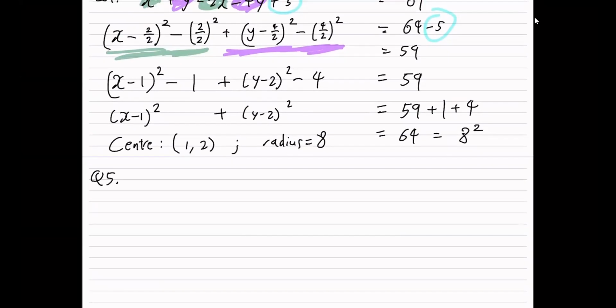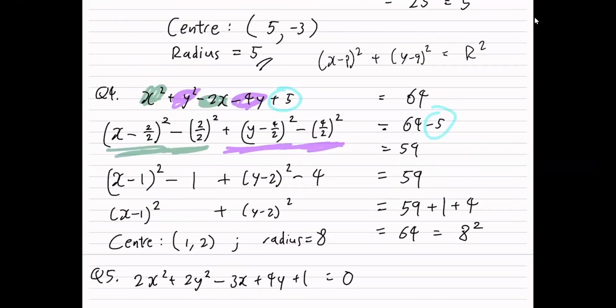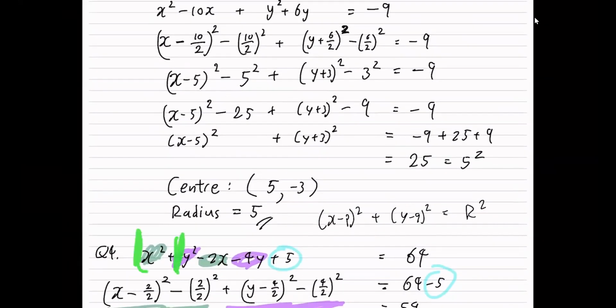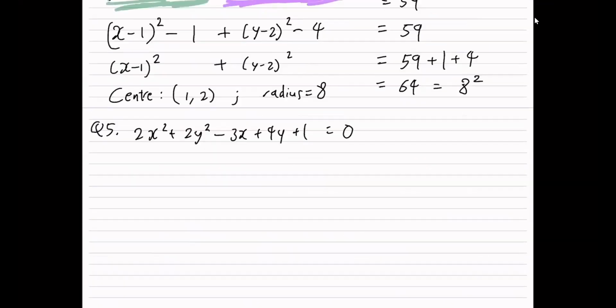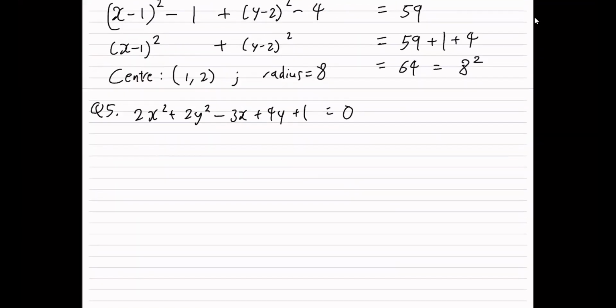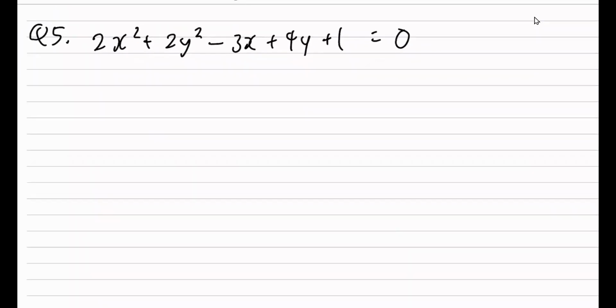Next. We haven't got to a difficult question yet. This one is only a basic example. Question 5. Find the radius and coordinates of the center of this equation. 2x squared plus 2y squared minus 3x plus 4y plus 1. Oh no, how come now? Just now, if you pay attention, you had 1x squared, 1y squared. You realize that now it's 2x squared, 2y squared. Why is it so weird? Then how to complete the square now?